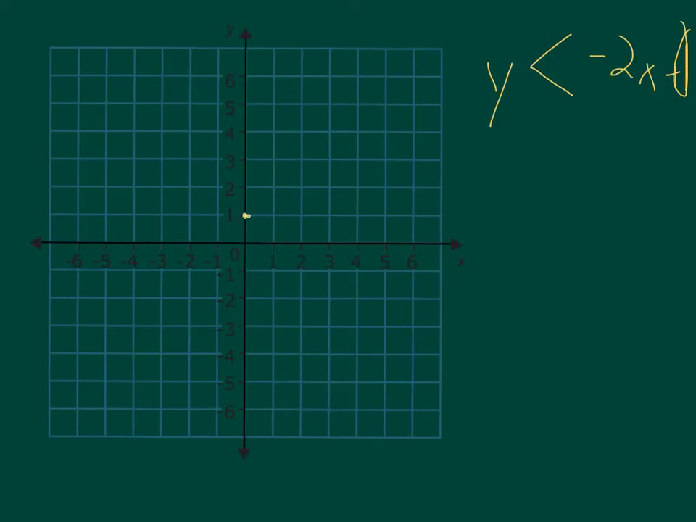So I'm going to put that right there. Now I have negative 2x. That's like negative 2 over 1, right? So I know that from my starting point, my y-intercept, I go down 2 spaces and to the right 1. Again, down 2 spaces and to the right 1, down 2 spaces to the right 1. Since I'm kind of running out of space, I'll go up and to the left 1, up and to the left 1.